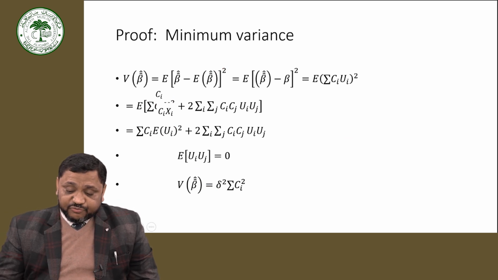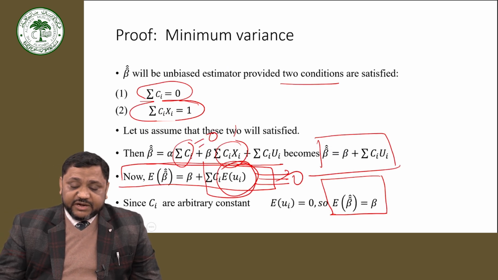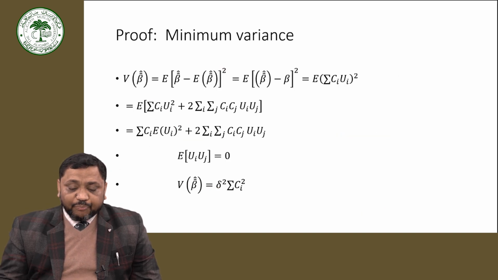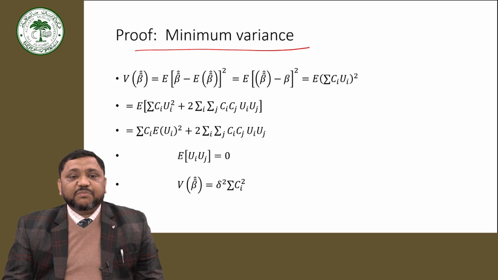So we got the feeling that it is linear and unbiased. Our new estimator also has the same properties. Now we move to the minimum variance.